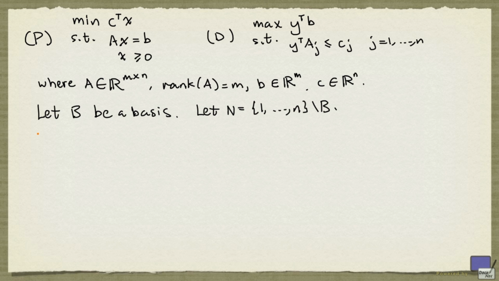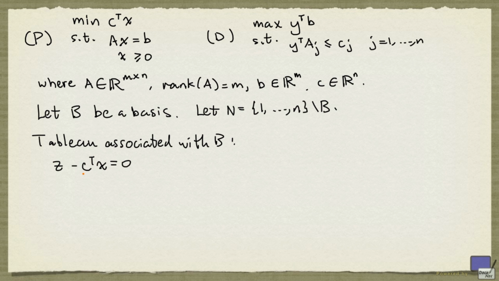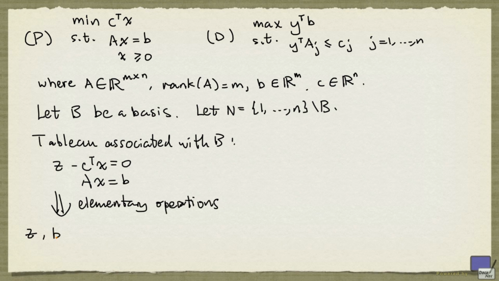Recall that the tableau associated with B can be obtained from the system z minus c transpose x equals 0, Ax equals b, by applying elementary operations until z and the basic variables are pivot variables of the system. Let's take a look at an example to see what that means.